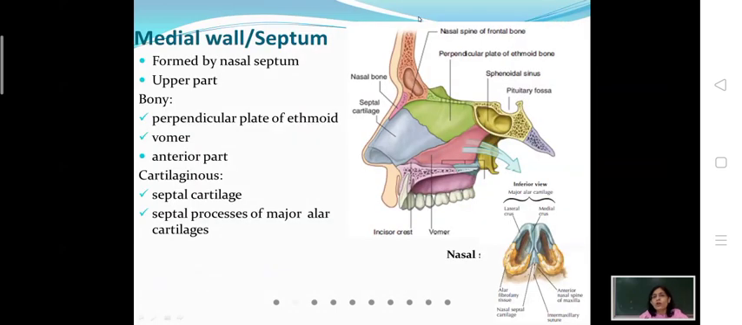Now the medial wall or the septum. When you are asked about the nose in your exams, you are either asked about the septum or about the lateral wall. More often you are asked about the lateral wall, but septum and lateral wall both are equally important. So you will be asked how the septum is formed, what are the bones, what are the cartilages, what is the blood supply, what is the nerve supply of the septum. And likewise, you will be asked about the lateral wall. So these two are very important. Now we will talk about the medial wall or the septum.